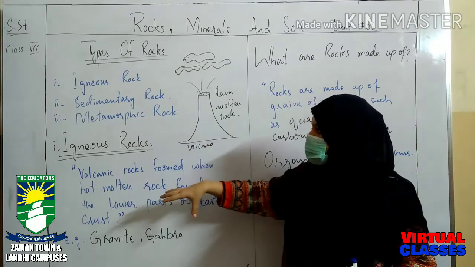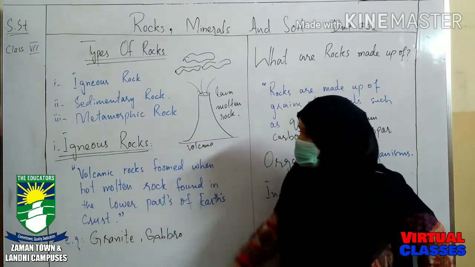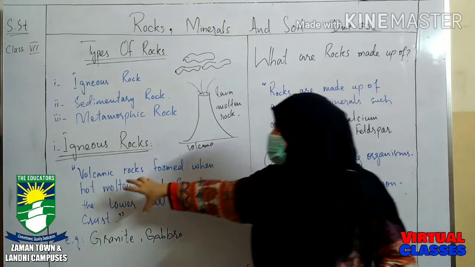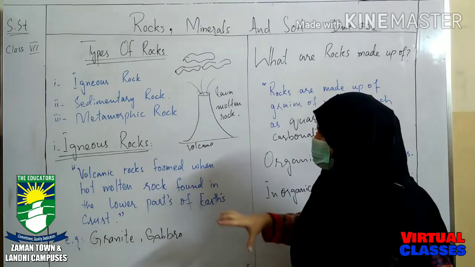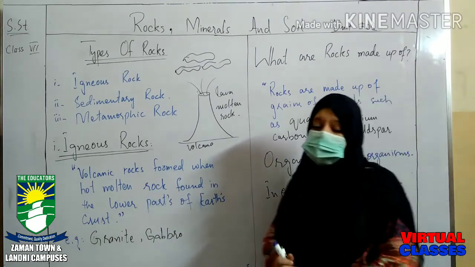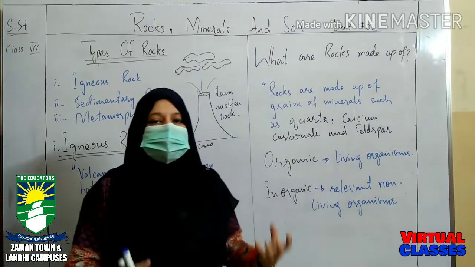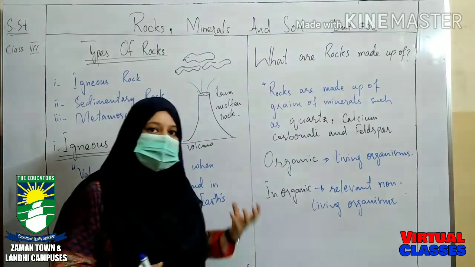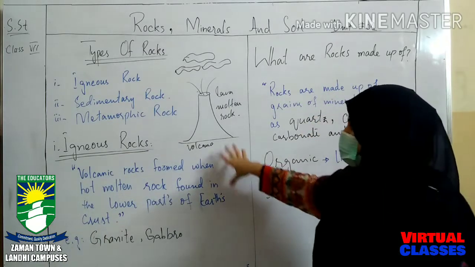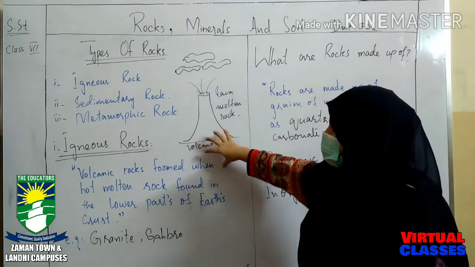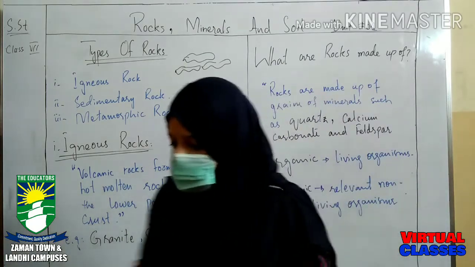Igneous rocks are basically volcanic rocks, formed when hot molten rock found in the lower parts of the Earth's crust cools, due to the extreme temperature under the Earth's surface. So igneous rock is basically formed from volcanic material. Granite and gabbro are examples of igneous rocks.